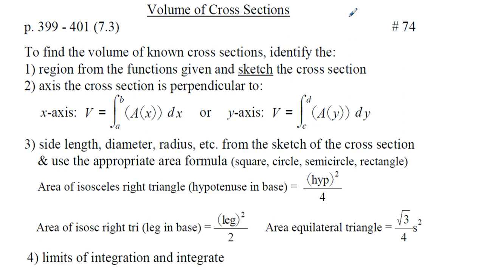Now, volume of cross sections is a logical follow-up from the last few videos. We looked at the area between curves, right? If you had an area between curves like this, then by extension you could take this area using the washer method and rotate it about the x-axis to get a volume formed by rotation. And a cross-section is a further extension where you have some kind of a function.